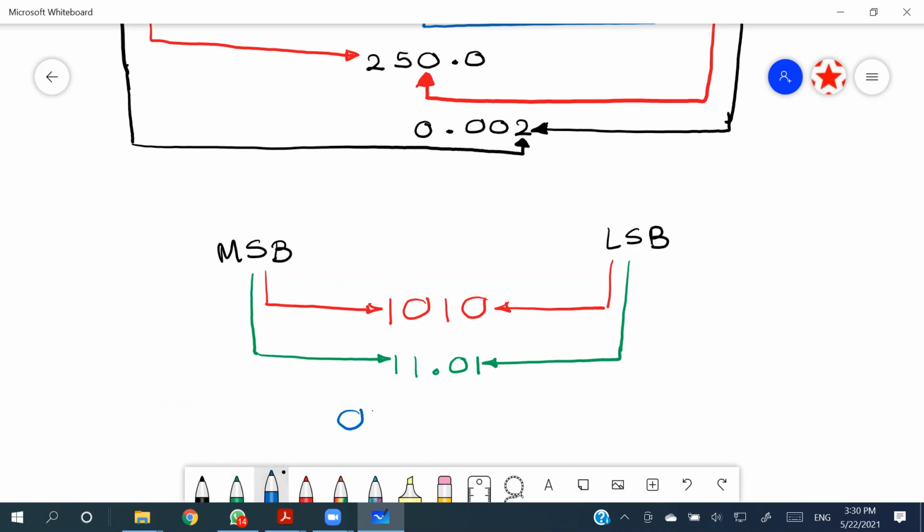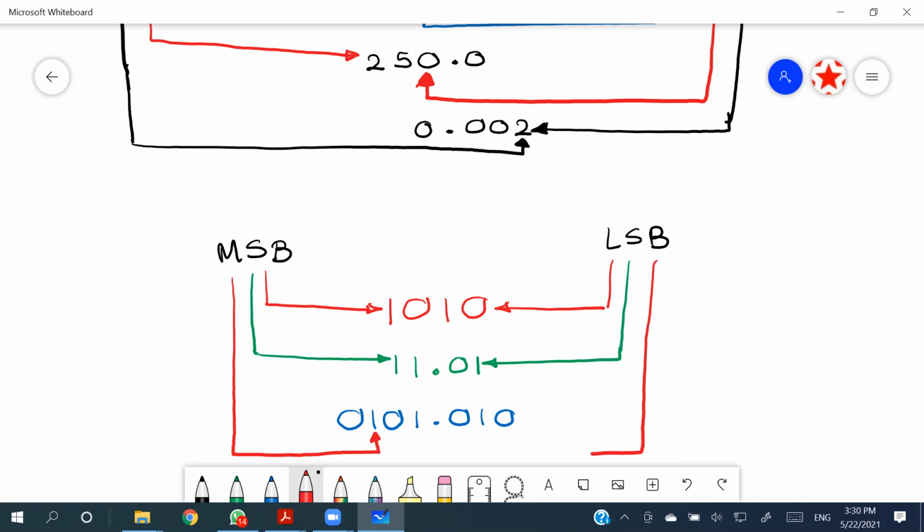And 0101.010. In that, you can say this is MSB, and this is LSB.